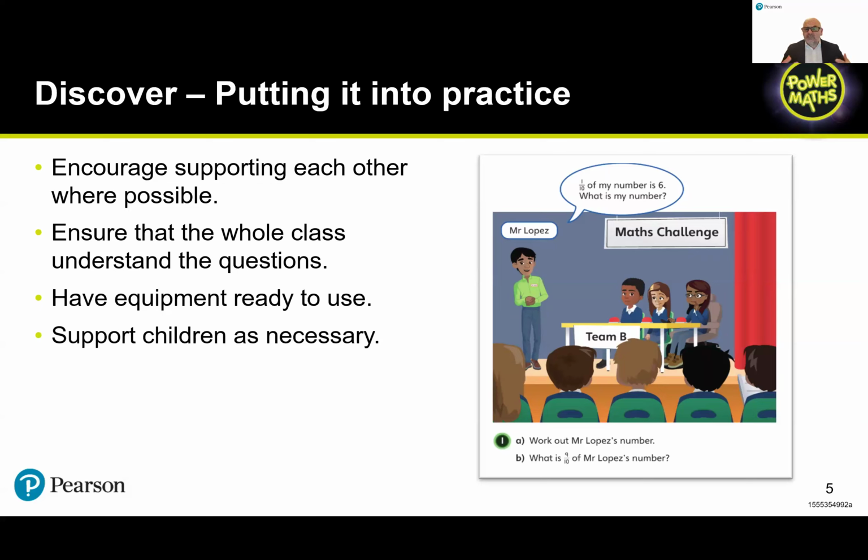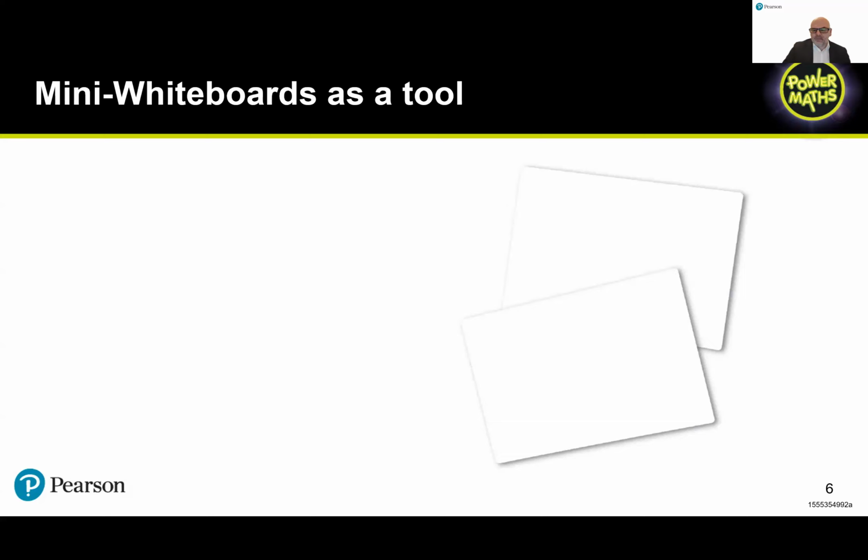Clearly, as a classroom teacher, in this example here, working out Mr. Lopez's number, going around supporting children as necessary is something that we'd encourage you to do. So the task being set is a very quick task, and then you go around surveying how they're doing. And use the STEM sentences; we've provided STEM sentences in places in the teaching guide to support that. And again, Josh will talk more about this when he goes through lesson by lesson.